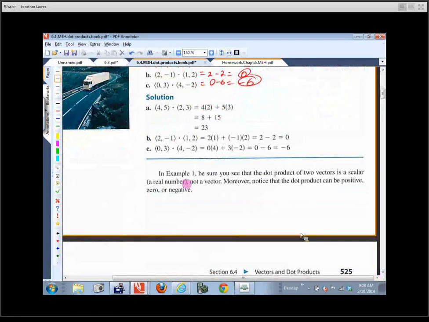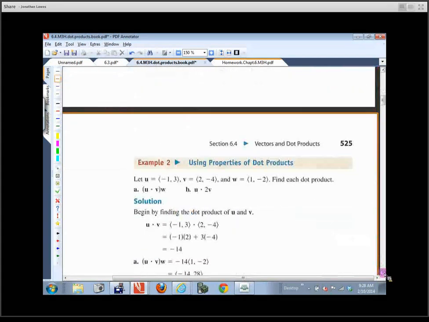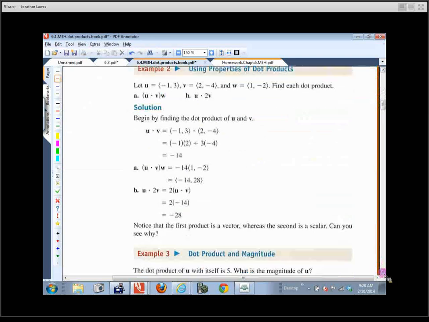And then it says, in example 1, be sure you see that the dot product of two vectors is a scalar. It's a real number, not a vector. And notice the dot product can be positive, negative, or 0. It's whatever that multiplication and then addition turn out to be. So let's take a look at this one.